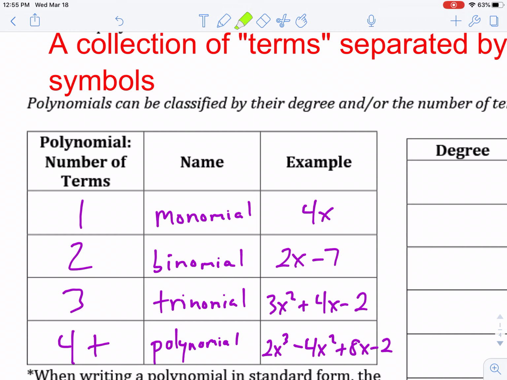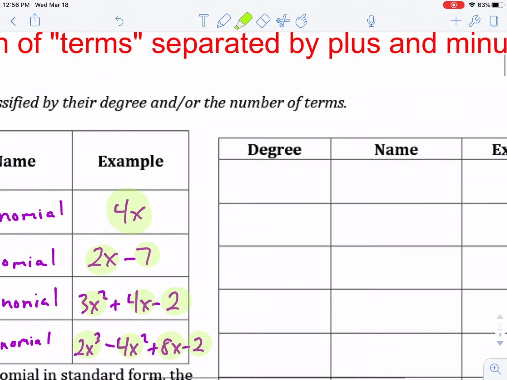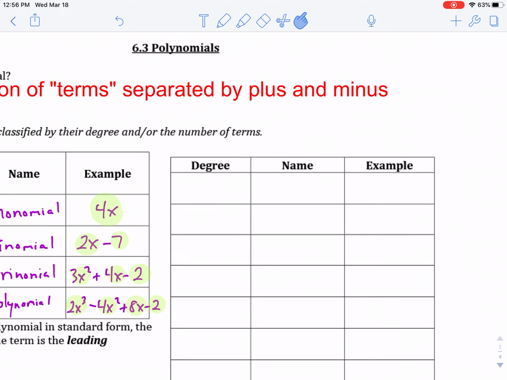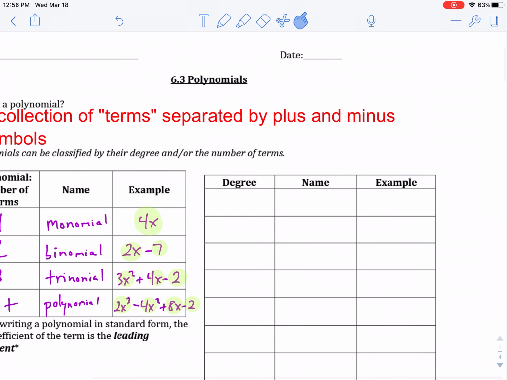So like 4x, that's really just one term. Even though it's two things, a 4 and an x, they're technically stuck together because they're being multiplied. There's no plus or minus symbol in that one. In the next one, there's two separate terms because they're separated by a minus sign. So on and so forth. There's three separate terms here, here, and here, and then in this one there's 4 separate terms. Okay?